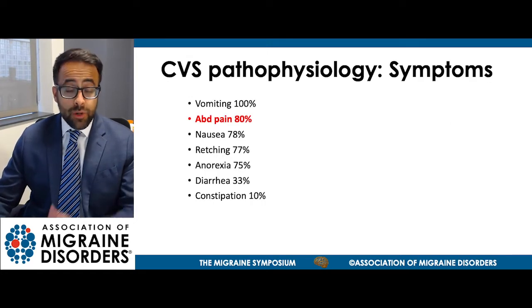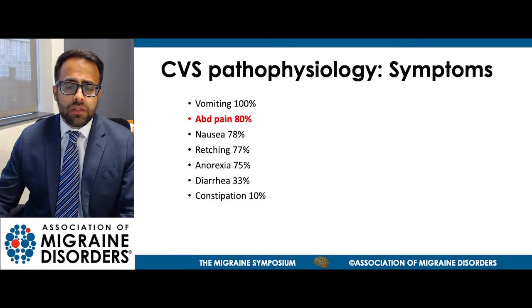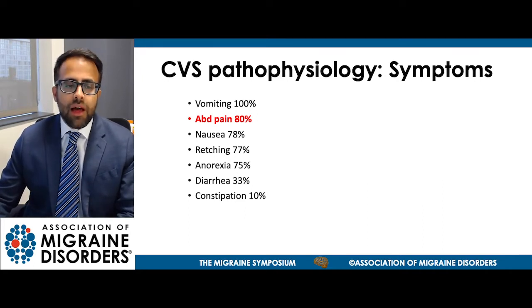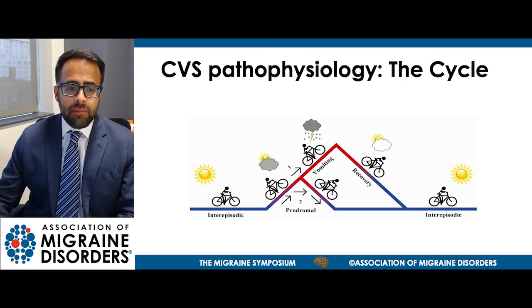With cyclic vomiting syndrome, clearly vomiting is an important part of the diagnosis, but there are other symptoms that can be present, like abdominal pain, nausea independent of vomiting. Nausea isn't just something that precedes vomiting. There's also anorexia or lack of a desire to eat, and even diarrhea and constipation.